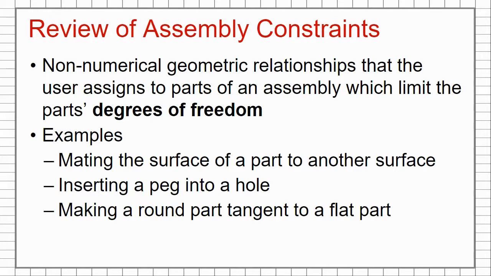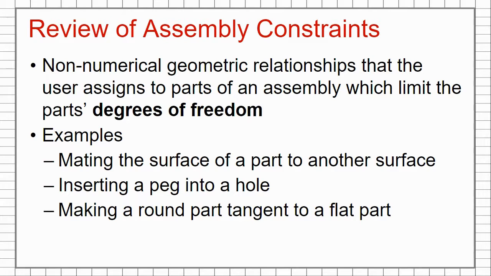Assembly constraints are a little bit different. These are also non-numerical geometric relationships that the user assigns to the parts of an assembly, and these limit the parts' degrees of freedom. We've talked about degrees of freedom when we've talked about assemblies. Every direction that an object can move is referred to as degree of freedom, and there's 3 or really 6 degrees of freedom in three-dimensional space. Something can move up or down, front to back, and left to right.